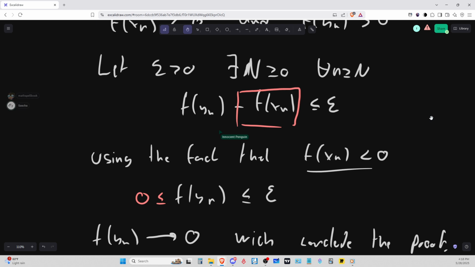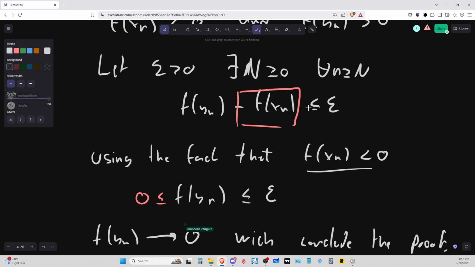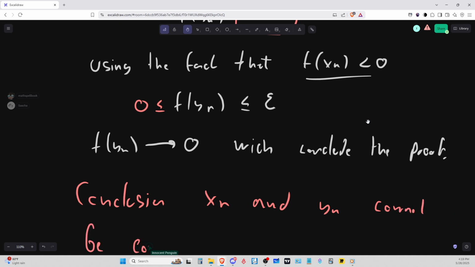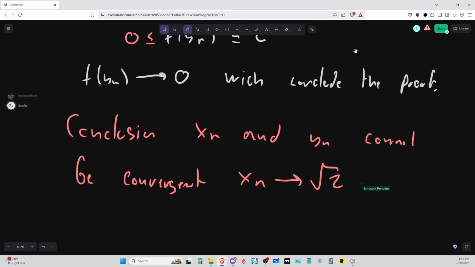And what's cool about this proof is that, using this fact that we just showed, that f of xn is going to 0, or f of yn is going to 0, that's the same thing, we conclude that the sequences xn and yn cannot be convergent. Because otherwise, xn would have to go to square root of 2, which is not a rational number.